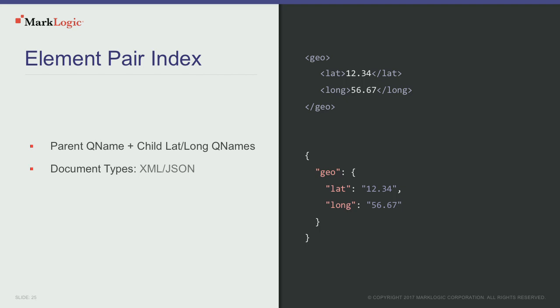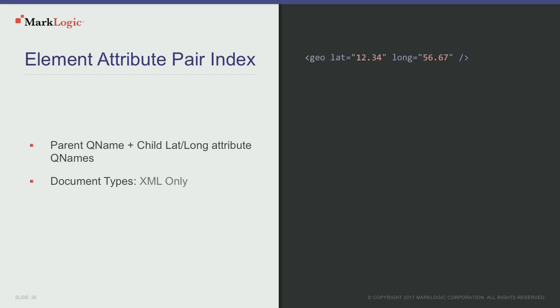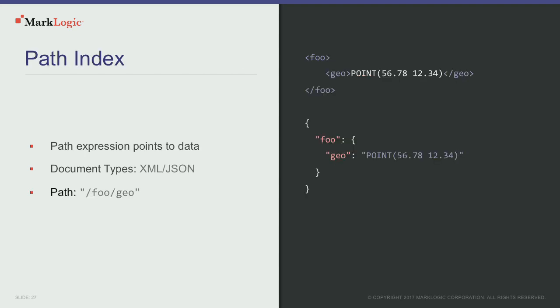The element pair says, hey, we have an element, and underneath the element, we're going to have one element that specifies my latitude, another one that specifies my longitude, and the corresponding structures for JSON, of course. The element attribute index is actually an XML-only index because it takes advantage of the attribute construct that exists in XML, where you have an element name, an attribute for the latitude and an attribute for the longitude. By the way, you don't have to use these names. These are just examples. You'll see in the index configuration that you can have any attribute or element name that you want there.